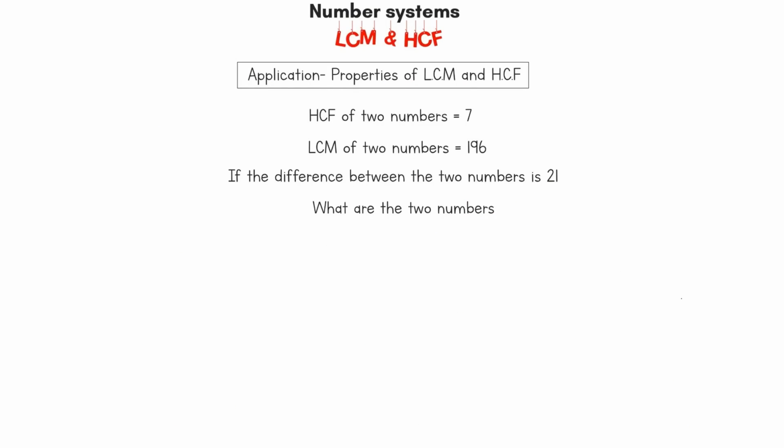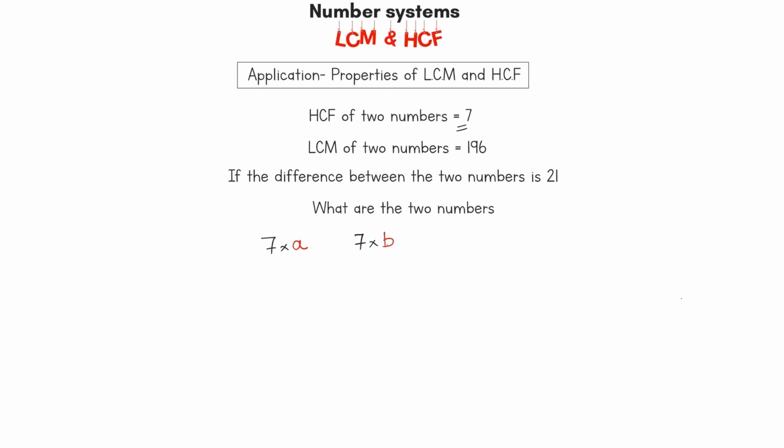Now let's apply what we have learned. We have learned the properties of LCM and HCF. Now let's apply that to a problem. What is being given to me in this problem? HCF of two numbers is 7. LCM of two numbers is 196. Difference between the two numbers is 21. What are the two numbers? So I'll just blindly apply the properties that I know. If I know that the HCF of two numbers is 7, I can write one number as 7 into a, and I can write the other number as 7 into b.